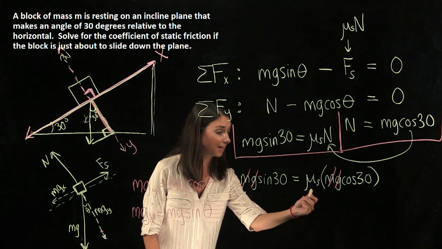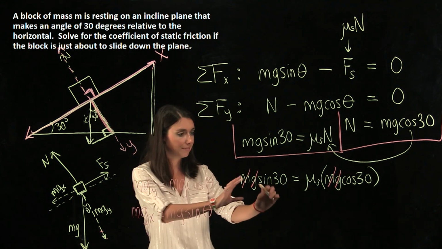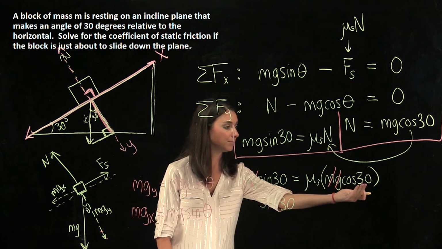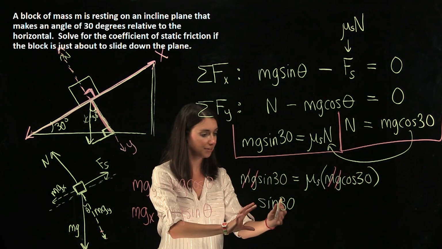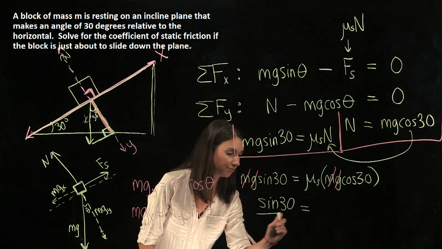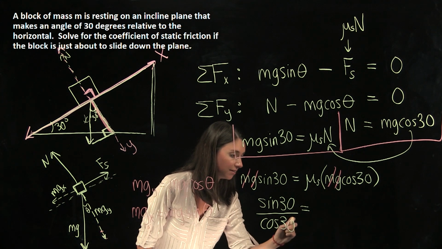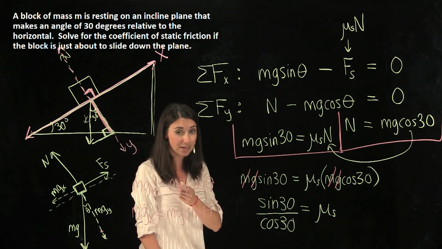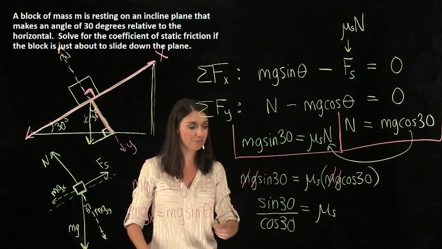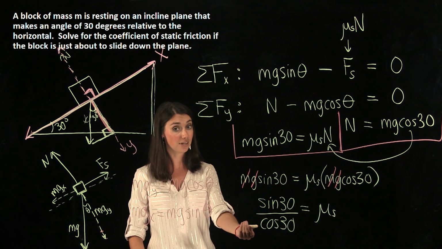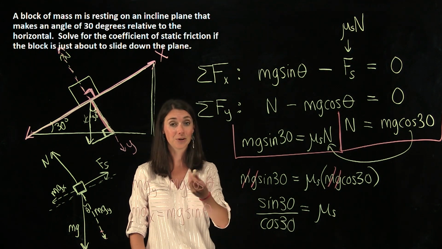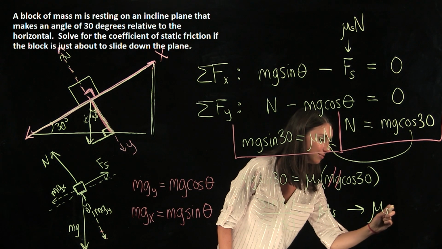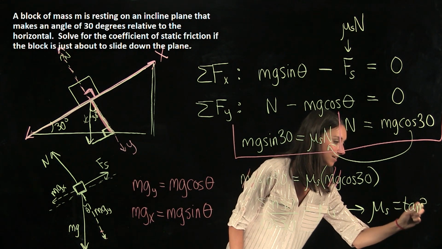And I'm looking for this unknown here. So I've got to do some algebra. I've got sine on the left side, mu times the cosine. So I'm going to divide by that other stuff. So I'm going to divide by cosine of 30. And then we've got our coefficient left over. And if you think back to trigonometry review, what is sine over cosine? And hopefully you remember that that's tangent. So it turns out in our problem here that the coefficient of friction is just the tangent of 30.